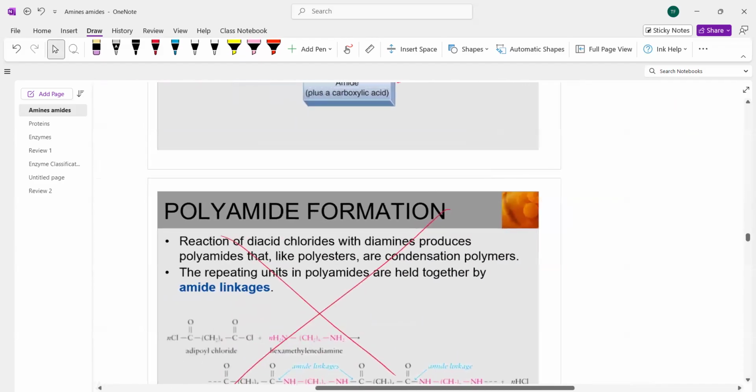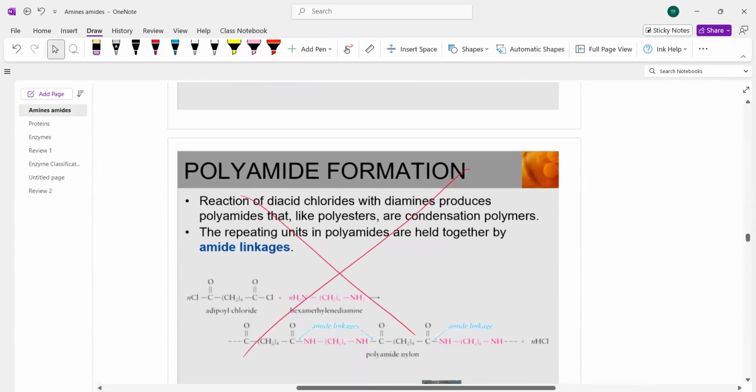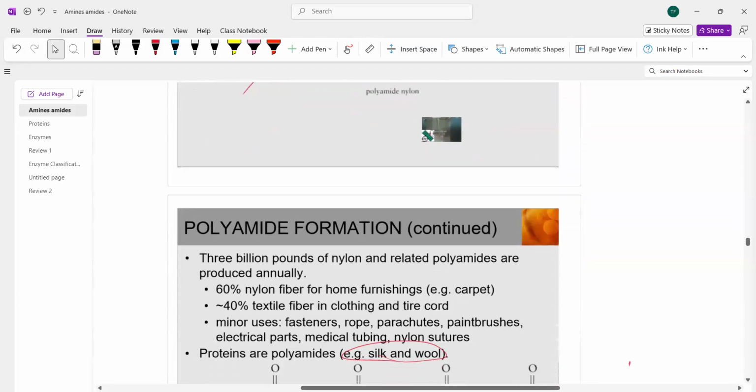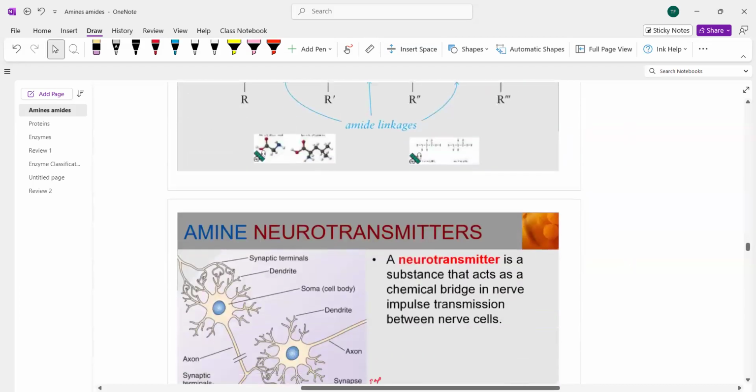Okay, now amines are used a lot in polymers. We are not studying polymers, it's out of the scope of this class, so we're not worrying about polyamides.